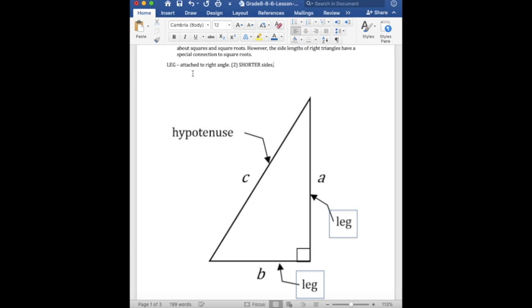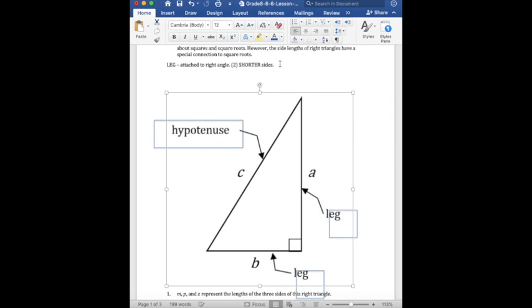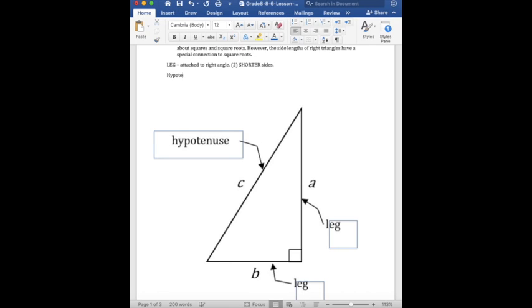And the longest side of the right triangle is called the hypotenuse. So the hypotenuse is the name of the longest side of the triangle, and it is the side opposite the right angle. It is opposite the right angle, and it is the longest side. You can tell it's the longest side. It clearly looks longer than the other sides. And the hypotenuse is always opposite the right angle.